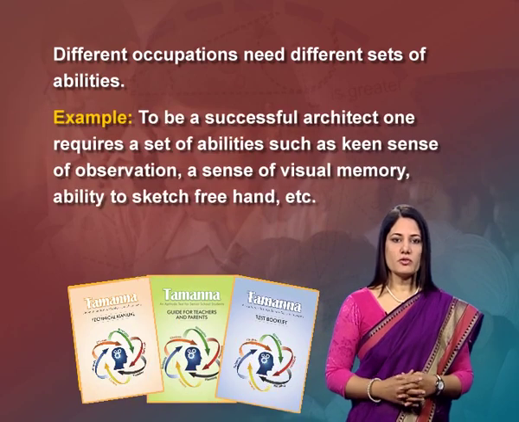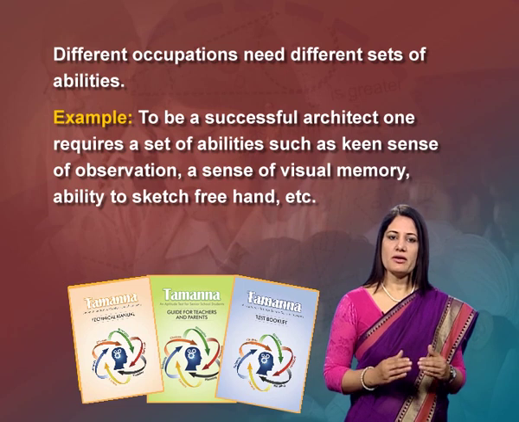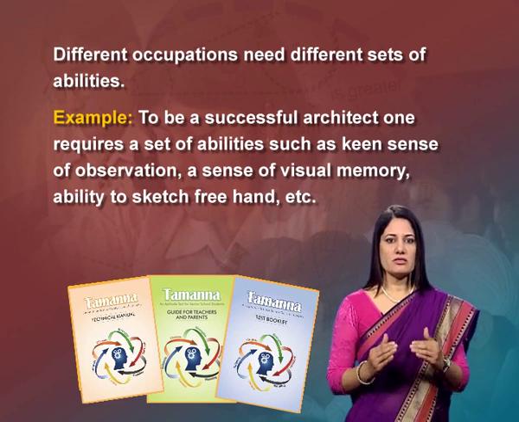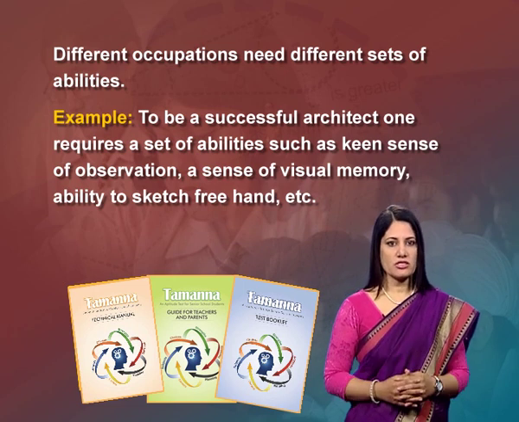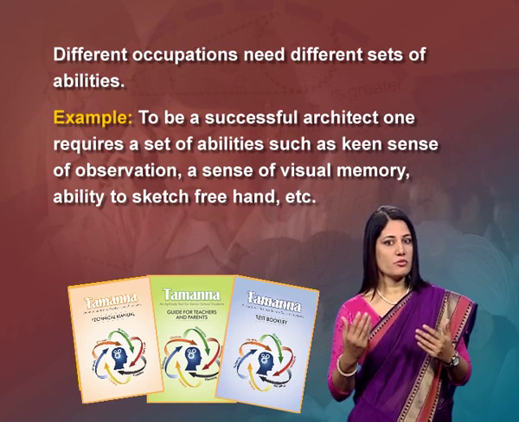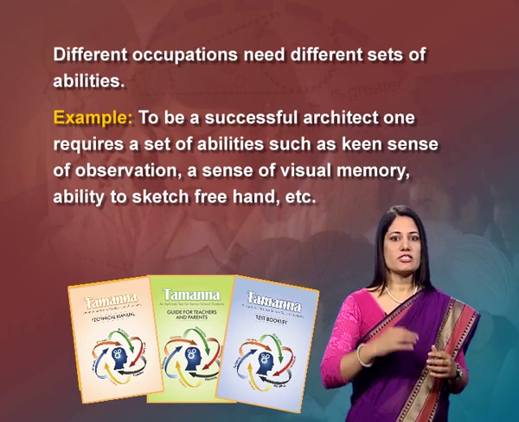For example, to be a successful architect, one requires a set of abilities such as a keen sense of observation, a sense of visual memory, an ability to sketch freehand, etc. A student having these abilities has an advantage and is likely to perform well in the occupation. Thus, knowing one's aptitude may help her or him to make informed career choices, which are educational and occupational.